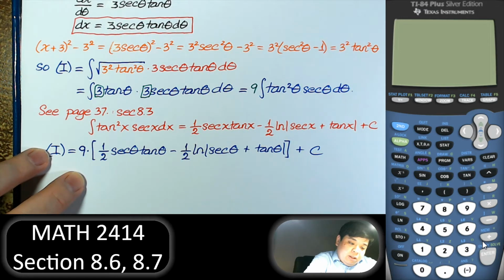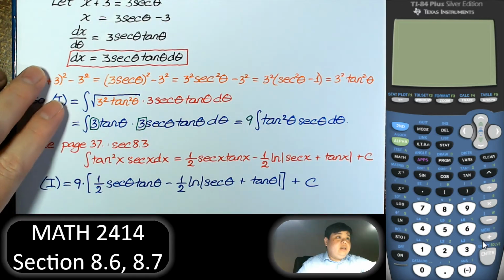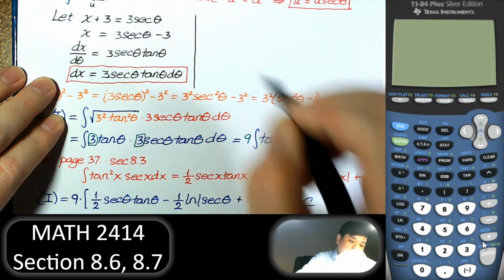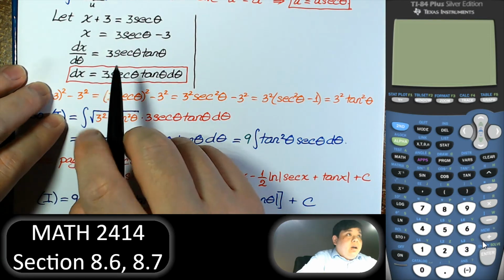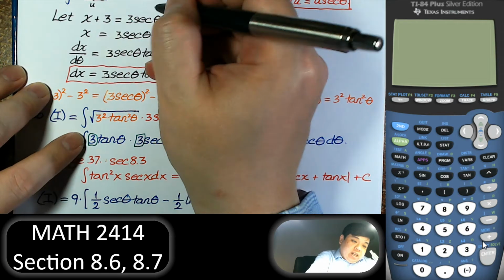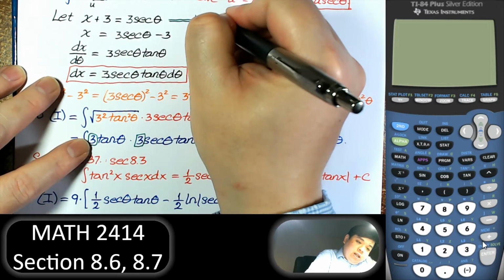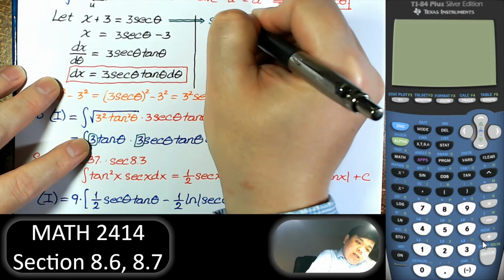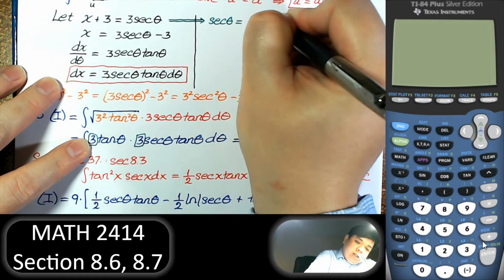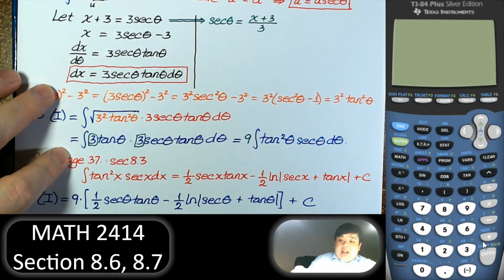Now, what is secant and what is tangent? We do know that. Now we go back to this. x plus 3 over 3, x plus 3 equal to secant. So now if we want to solve for secant, secant is equal to x plus 3 over 3. We don't need theta, so we're just going to leave it like that.